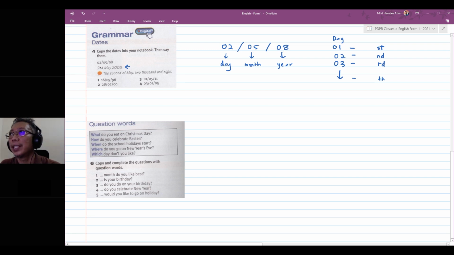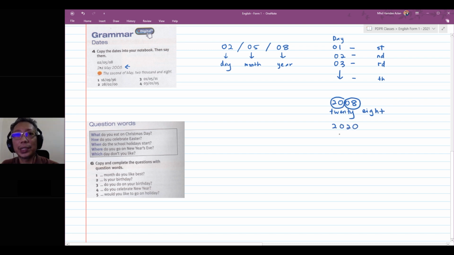For the year, you see here is 08. 08 here means 2008. The 2nd of May, here in sentence, the 2nd of May 2008. Here you cannot say 28. Some of the year you can say the 2 digits form. Let's say last year is 2020.